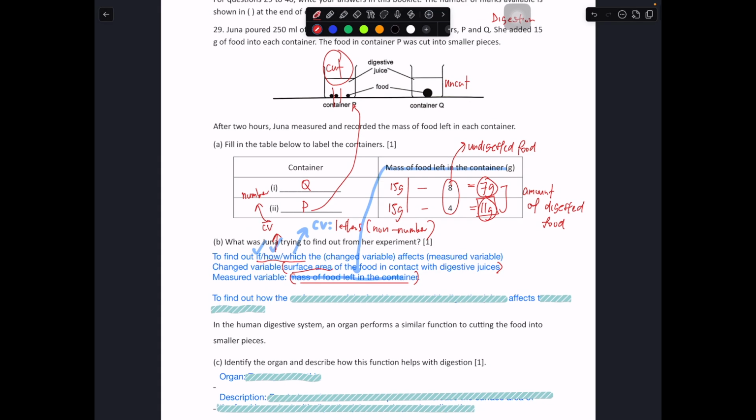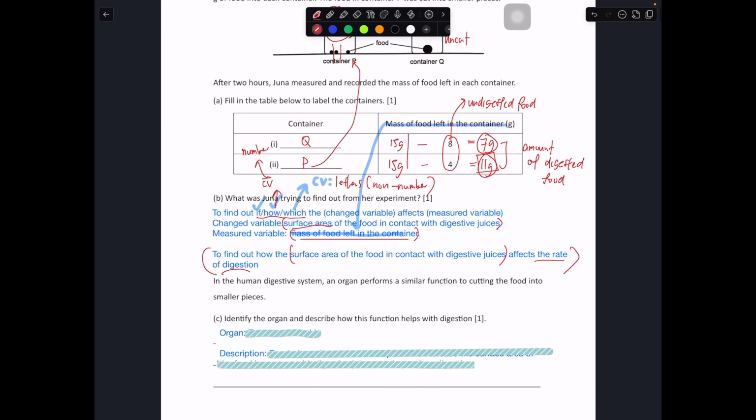There's actually another better way to write this. Basically the mass of the food left in the container tells you the rate of digestion. So you can infer it in this way: to find out how the surface area of the food in contact with digestive juices affects the rate of digestion. This is also acceptable. In fact, this will be one of the better answers, because you infer that the mass of food left in the container is actually telling you the rate of digestion between the food in the containers, whether that's cut or uncut.